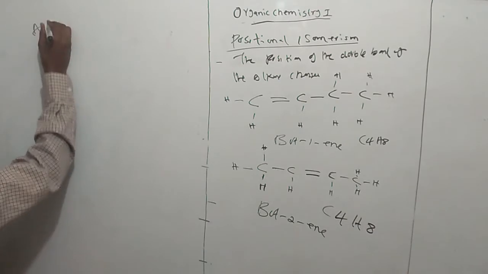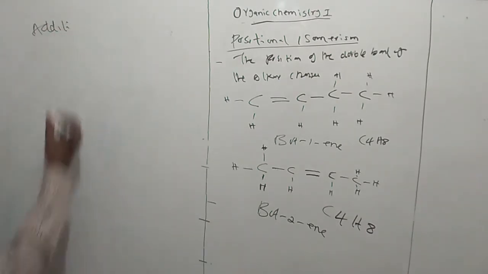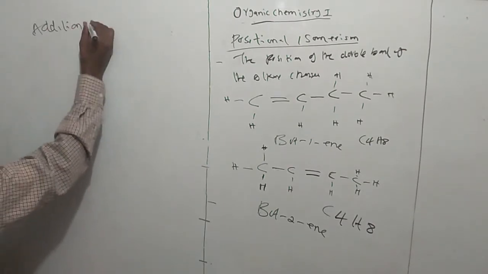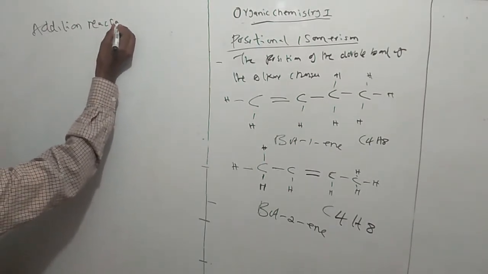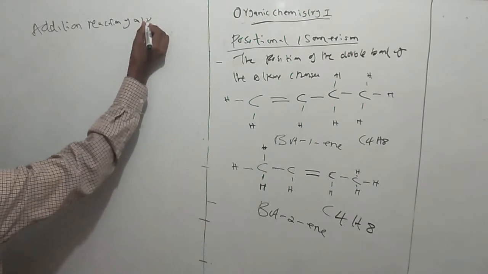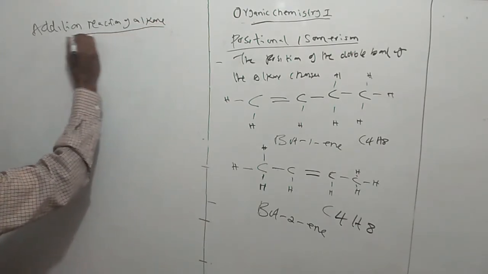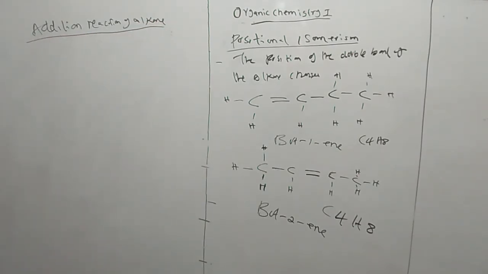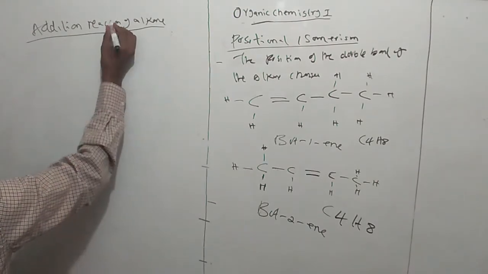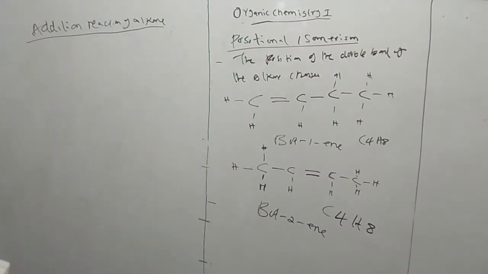Let's have the addition reaction of alkene. Remember that alkene has a double bond. That's why it has to undergo some addition reactions. We can start with the first one, which is halogenation.